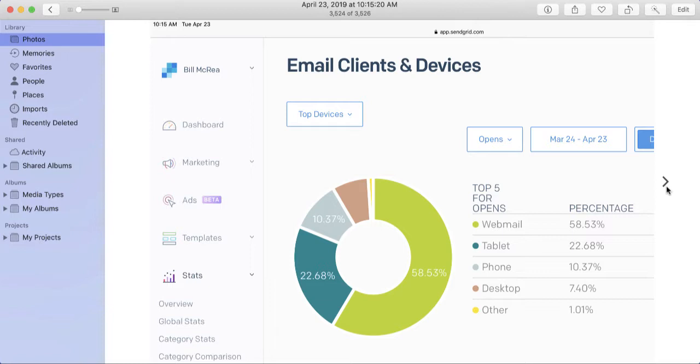So that would be like an iPad versus iPhone. Desktop, this would be like an application that resides on your desktop. I do use Alpha Mail. It's only about 7%. Then there's other, which are other readers and things like that. But the important thing to understand is Webmail is the biggest. But when you take iPhone and tablets together, it's 32%.